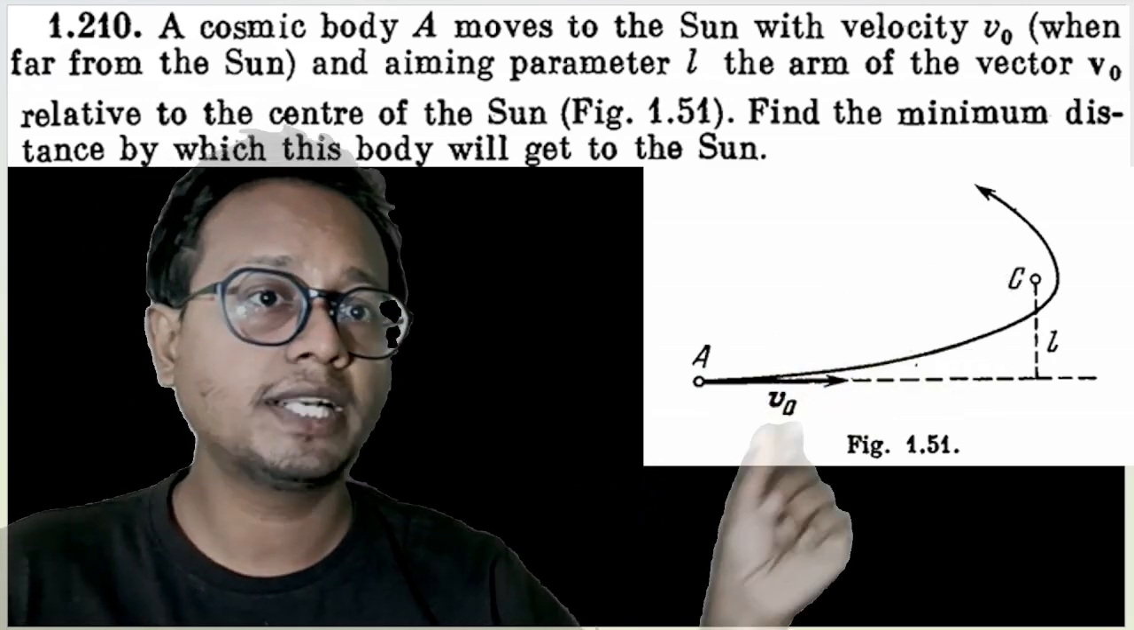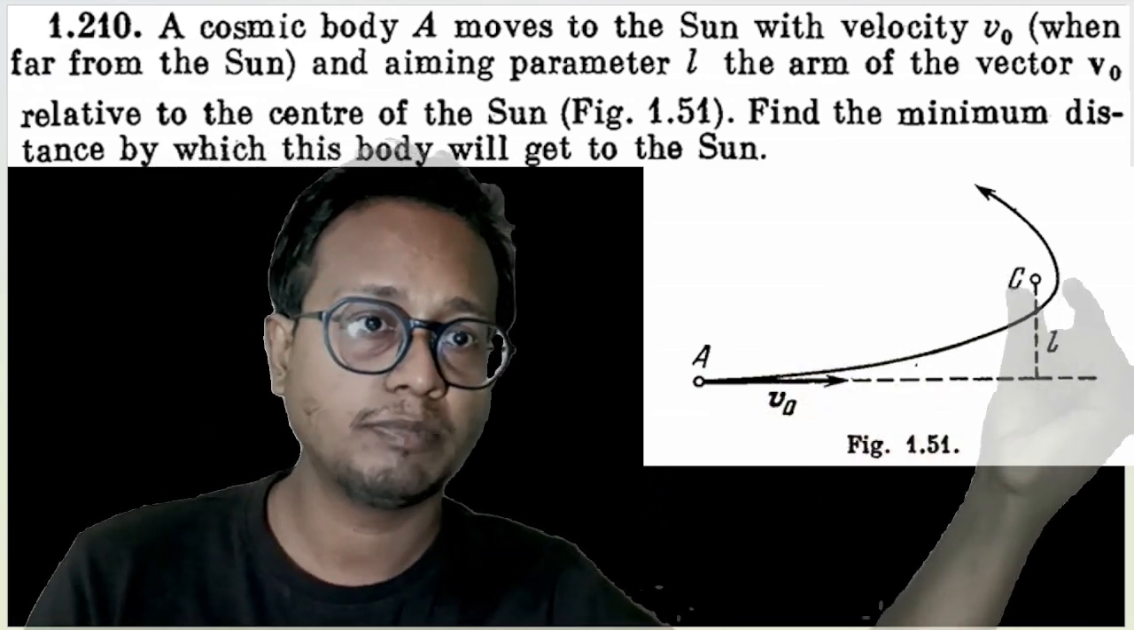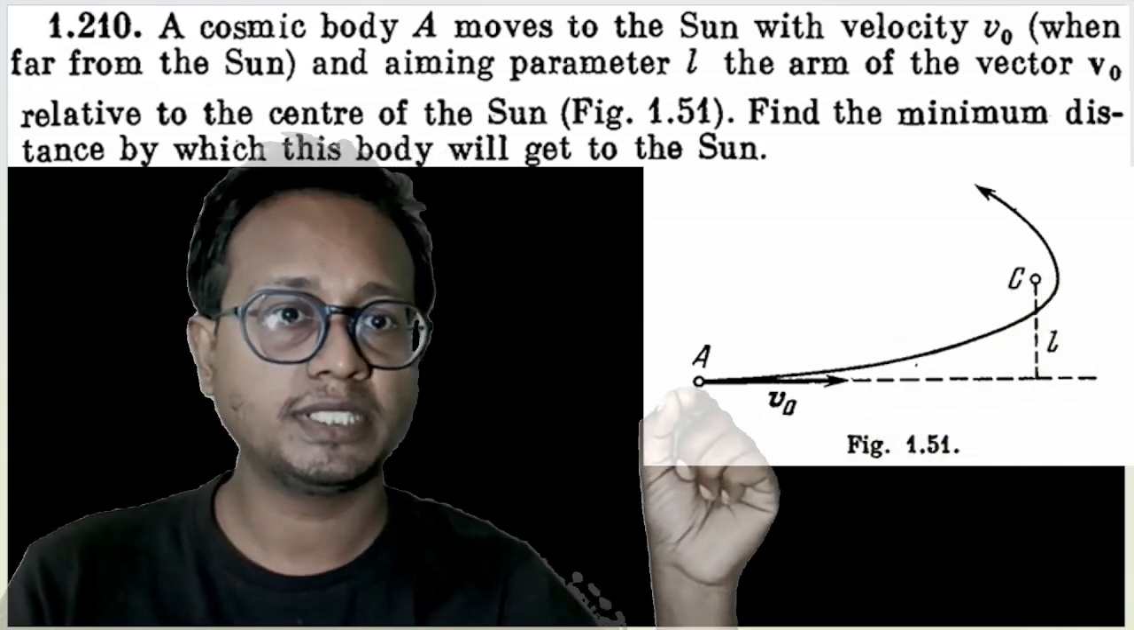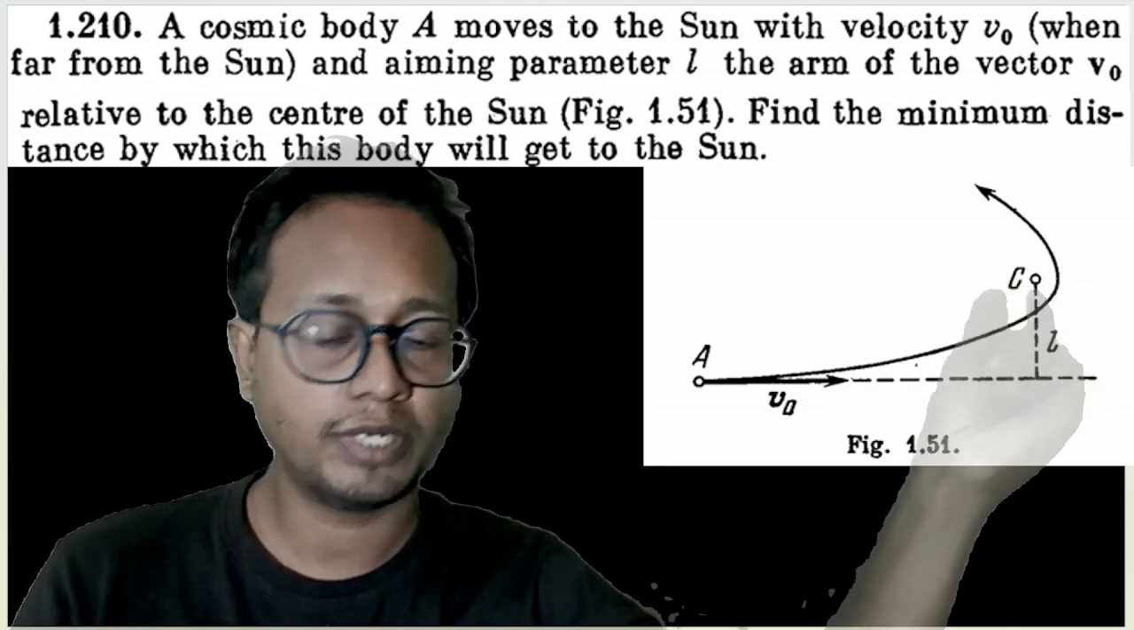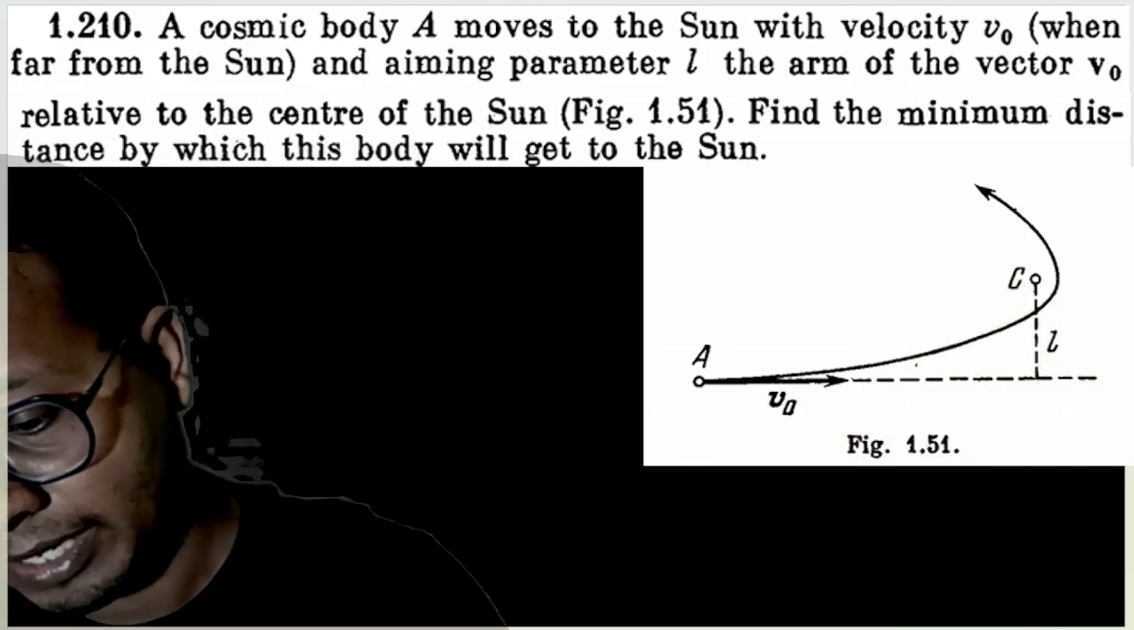The question is asking what is the distance of closest approach. That means what is the minimum distance from the star. That means in this entire path of the planet, the minimum distance of the planet from the star would be out here. We have to find out this distance r.